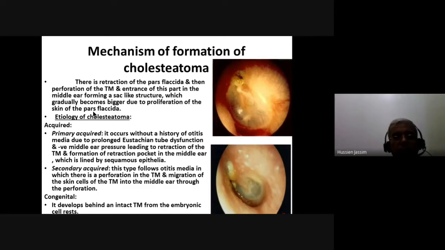The etiology of cholesteatoma is either acquired or congenital. The primary acquired type, which we talked about, follows a history of otitis media, acute otitis media, prolonged eustachian tube dysfunction, negative middle ear pressure, retraction of the tympanic membrane and formation of retraction pockets. This is the most common pathology of cholesteatoma. We have this sac, then it grows, and it ends with perforation and discharge from the pars flaccida.